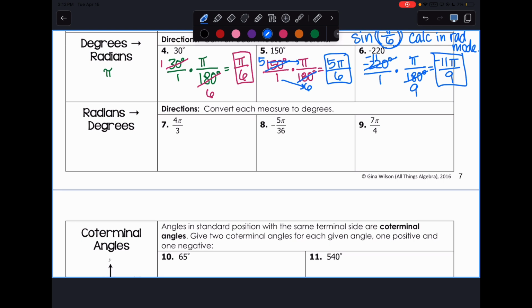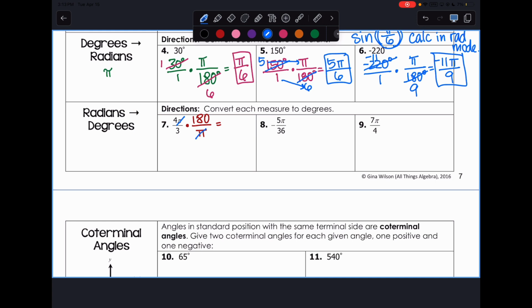Okay? Ready? These are already in fractions. You don't have to put over 1. It's already in fractions. Leave it as over whatever denominator it has already. Okay? So 4 pi over 3. You're going to multiply that by... How do I get rid of that pi? Pi needs to be in the denominator. And what goes in the numerator? 180. Okay? Then we have pi over pi is 1.